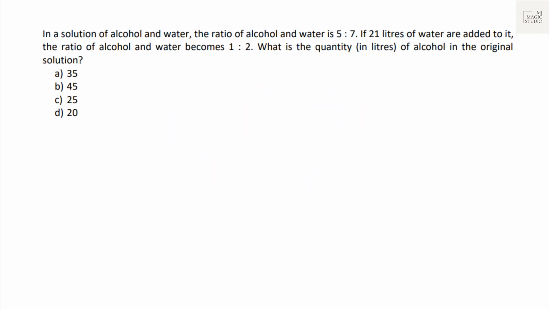Another one and the same drill. A question which can be solved with an algebraic equation also. Let's try to do this with butterfly. Can we do this?